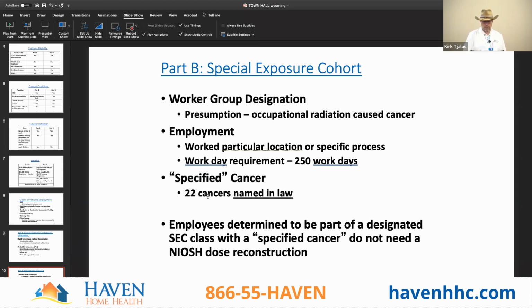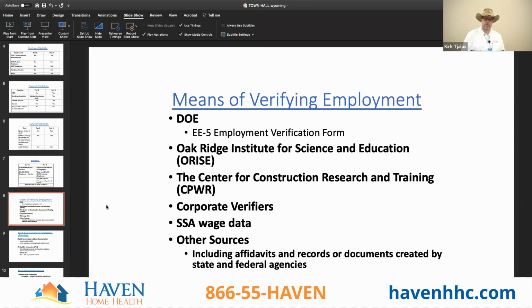There are 22 covered cancers named by law. Again, this presentation is not to get in the weeds, but to give you information that's meaningful and to start dialogue with you.